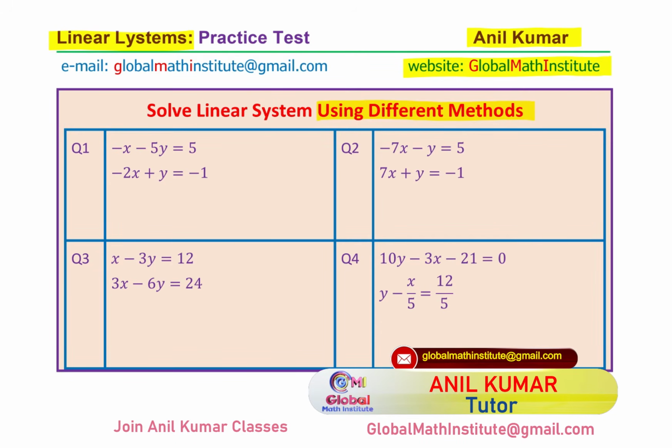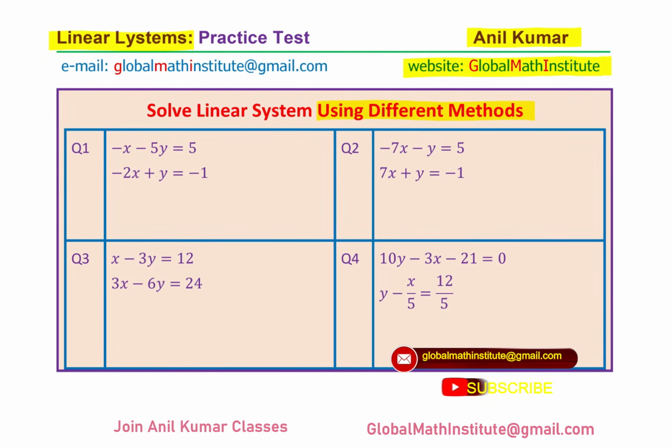Well, the third one could be using a graph, correct? How about the fourth one? So the fourth one could be reasoning. So when you get a question like this, you need to think about 4 different methods of solving these linear systems, correct? So now let's begin with their solution.